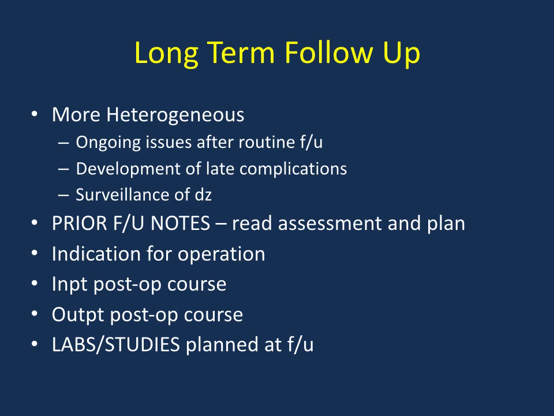So that kind of summarizes the routine follow-ups. Now we'll talk a little bit about the patients who are here for long-term follow-ups. These are a little bit more complicated because they're more heterogeneous in the type of patients that they could be. These could be patients with ongoing issues after routine follow-up that required further follow-up. These could be patients who initially were fine on post-op examination, but later developed complications, things like hernias or things of that nature. And then also these are patients who are here for surveillance of their disease process.